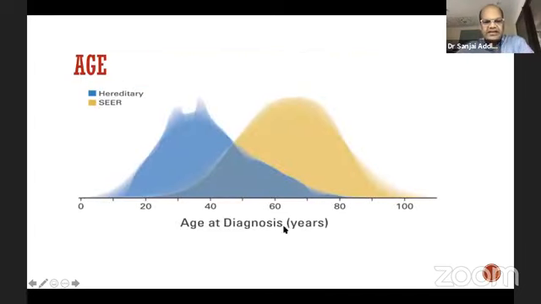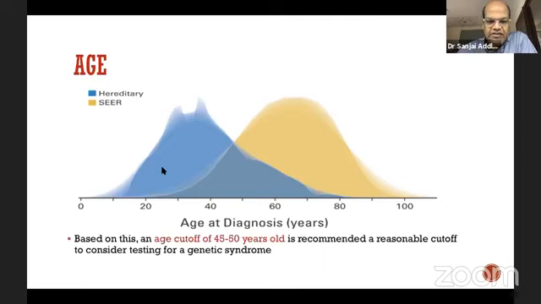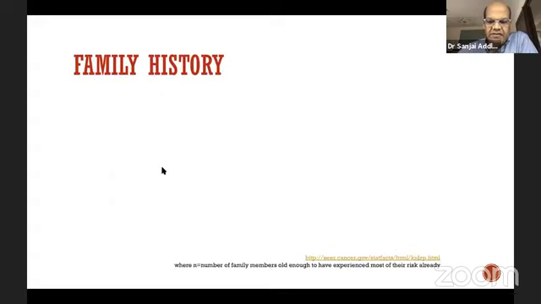When you look at the age as such, this is from the overall CA database. That's what I was alluding to. So when you look at the normal presentation of RCC, the peak is at 62 to 70 years, whereas when you look at the hereditary one, it is almost less than 40. So where do you draw the line with respect to age? Probably less than 50. Whenever a patient is presenting, consider genetic screening. That's one. Second, family history.